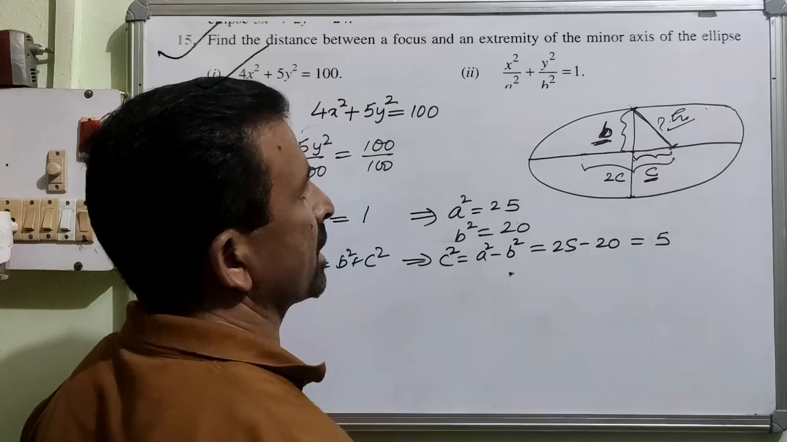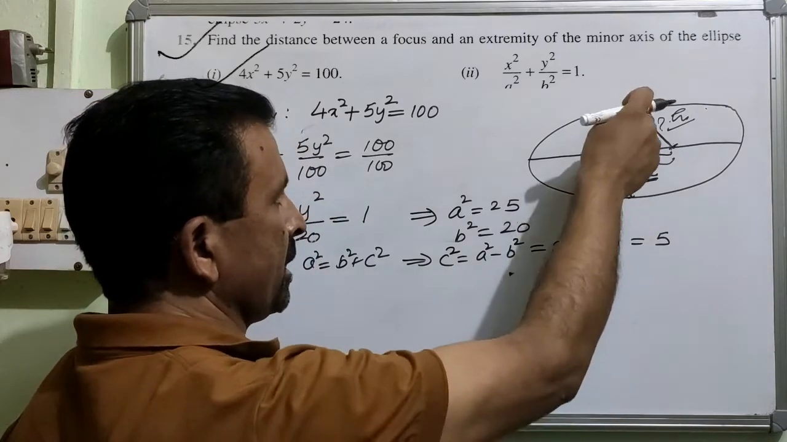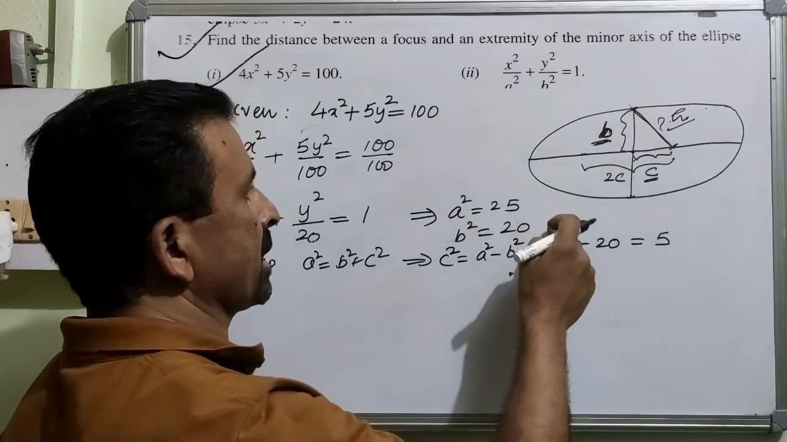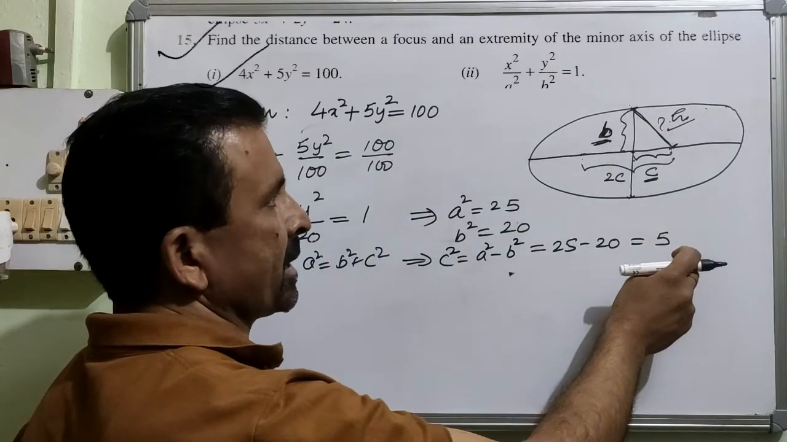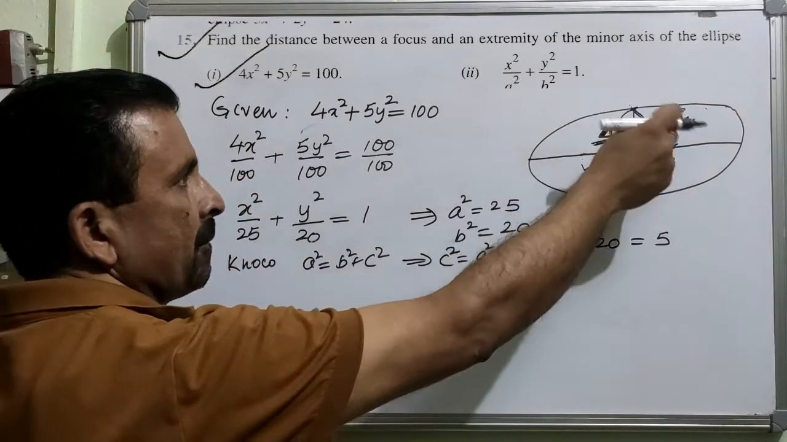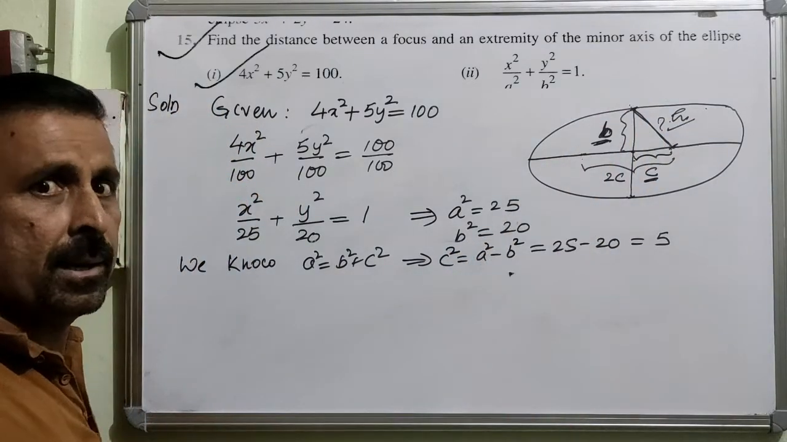So c square we got as equal to 5. Now look here. In this triangle we have the length of b and the length of c, and both we have in terms of square only. So there will be an advantage. We can easily find the distance between the focus and the extreme end of the minor axis.